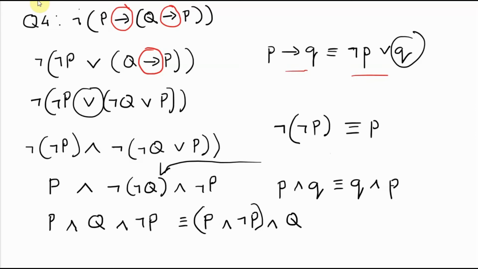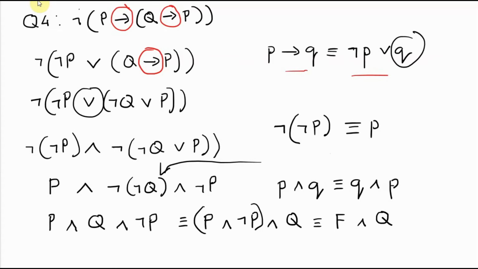So P and not P becomes false, because no matter what the value of P is, it is always going to be false. If P is true, then not P is going to be false. If P is false, not P is going to be true. But AND logic says that if one of the variables is false, the whole proposition is false. So it is false. False and Q is our final output.